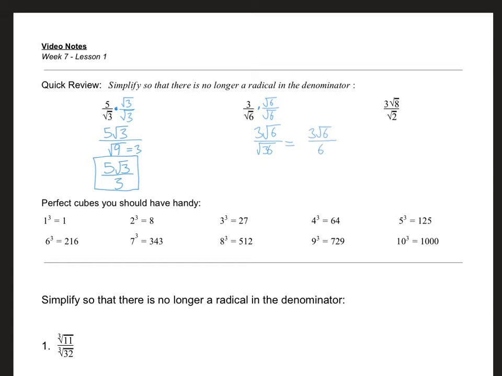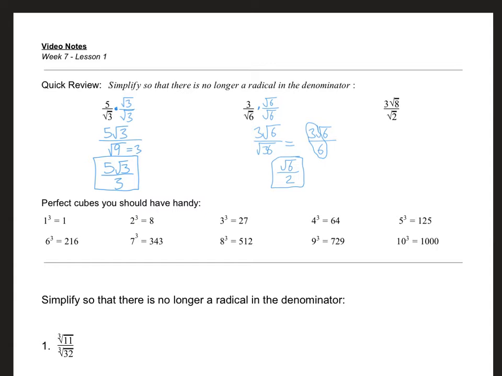And then the square root of 36 is 6. But this isn't completely simplified, right? Now I can simplify this bit right here. So I have 3 over 6. That'll simplify down to 1 over 2. So I can just write square root of 6 over 2, and that's my final answer, right? Always simplify the most you can.